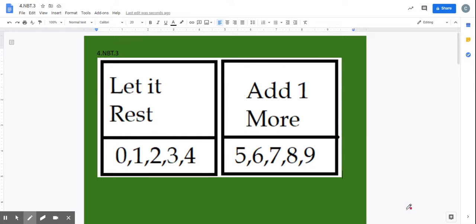Welcome to 4.NBT.3 tutorial. 4.NBT.3 is the standard that says students can round to any place.